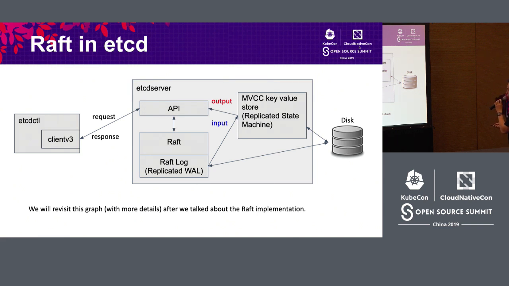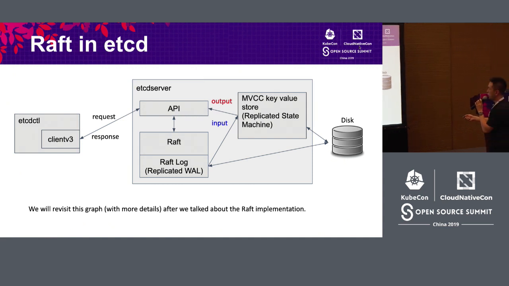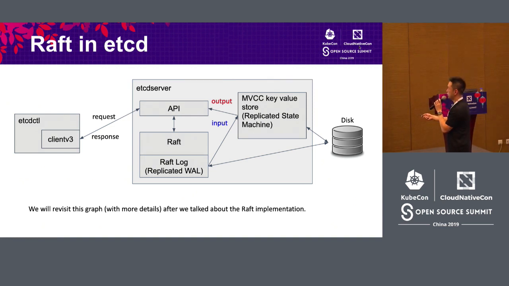And once it knows a majority of the nodes have that particular Raft entry, it's going to be marked as committed. And now this server knows that particular log entry is committed, so I can apply that. So now it's going to be applied to this state machine, which in etcd is a multi-version concurrency control key-value store. So it's going to apply that to this machine.